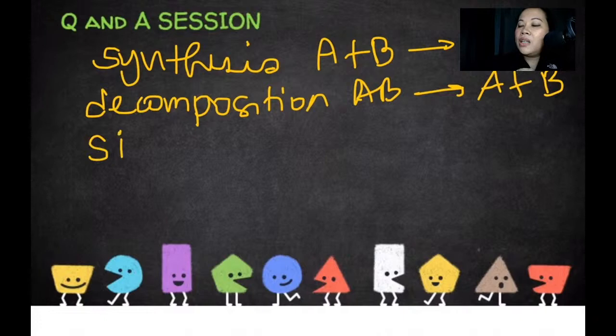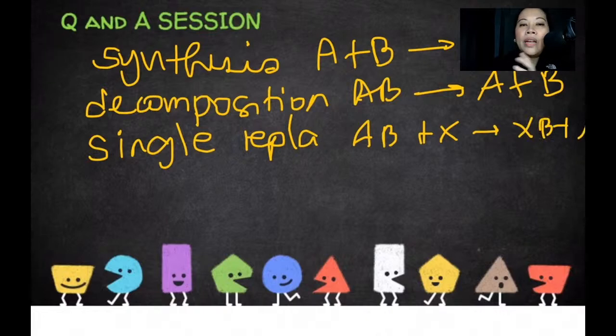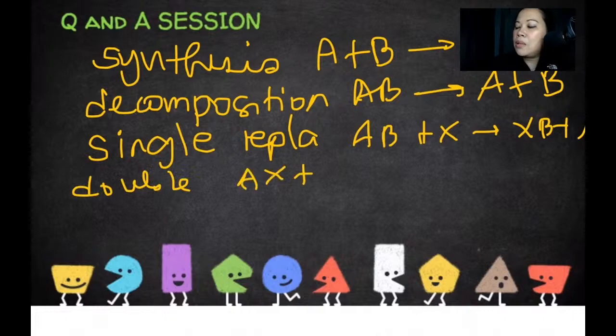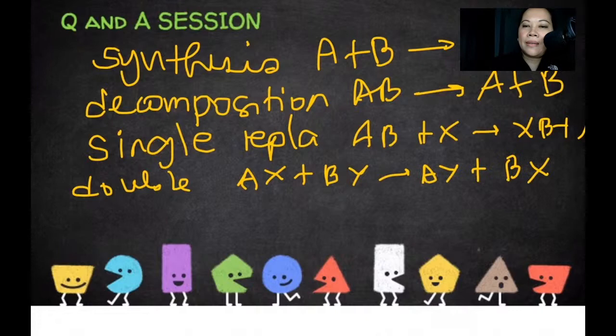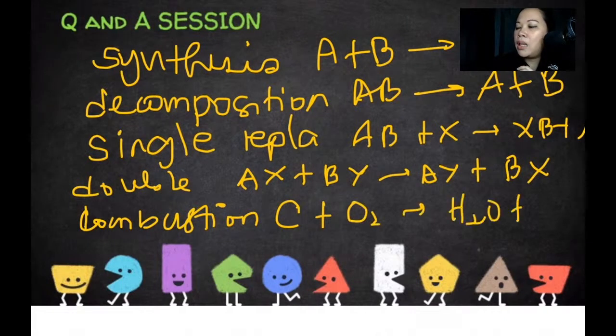And then you have your single replacement. So AB here with X, then that will be XB plus A. So there is a replacement. And of course you have your double replacement, so you have AX plus BY, so A will replace the partner of B, so you have AY, and then you have your BX. And of course your combustion, which is your last one: an organic compound plus oxygen will form H2O plus CO2.